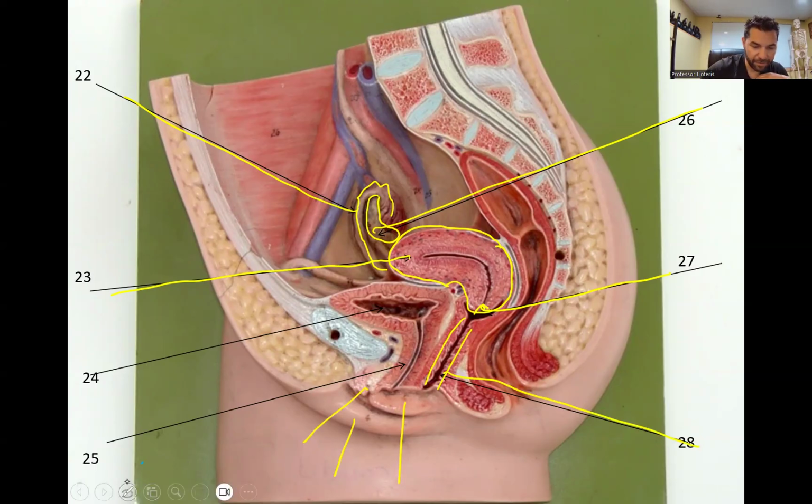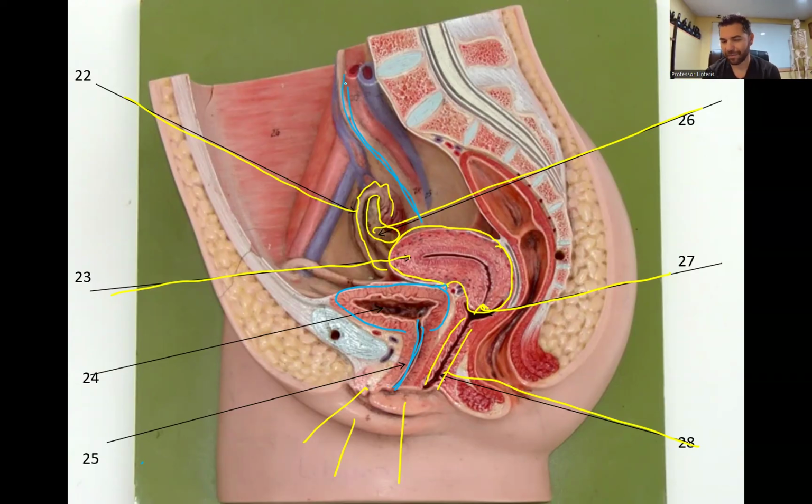And then our urinary is going to be the urinary bladder and the urethra. The only other thing I'm going to add on here is the ureter. Do not confuse urethra with ureter.